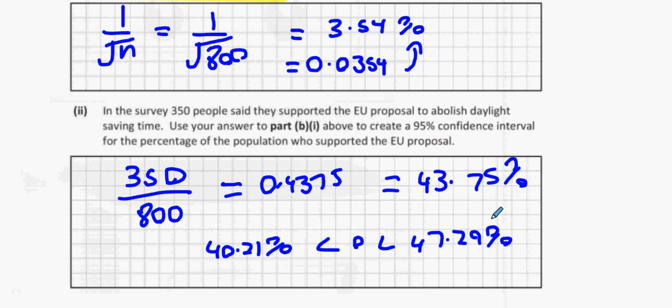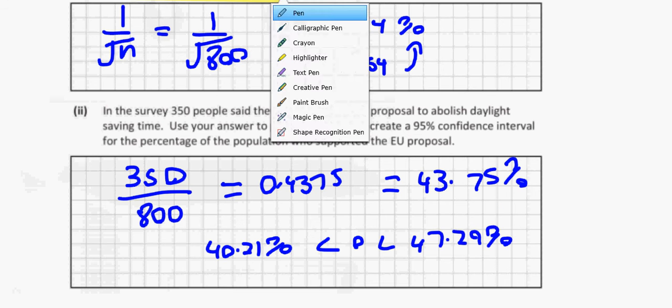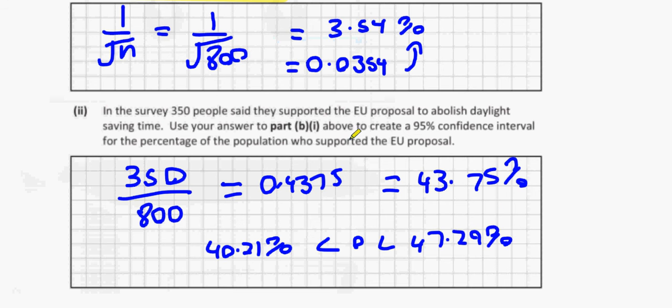Why do you have to write down the second part? Okay, I'll highlight the part that tells me it. Use your answer in part B, part 1 to create a 95% confidence interval for the percentage population support the EU proposal. Anytime you see that keyword, 95% confidence interval, you know you're doing that trick. Is that right, Peter? Did you get it out?